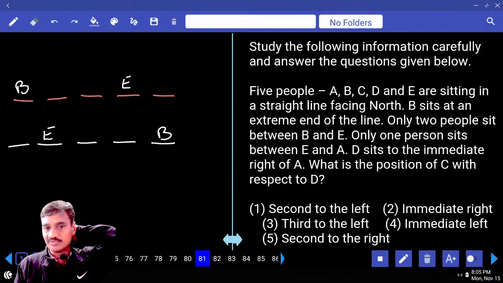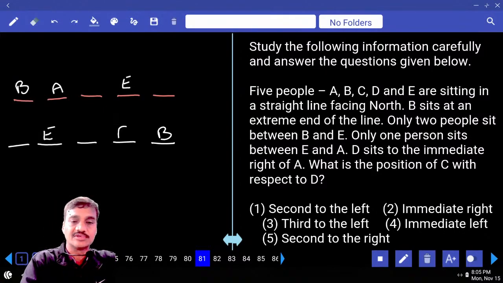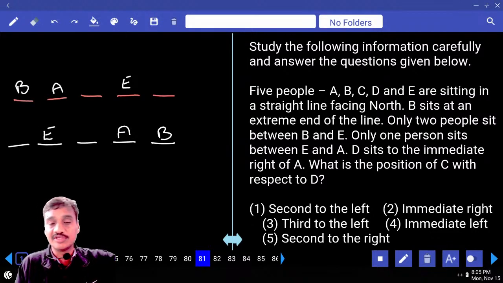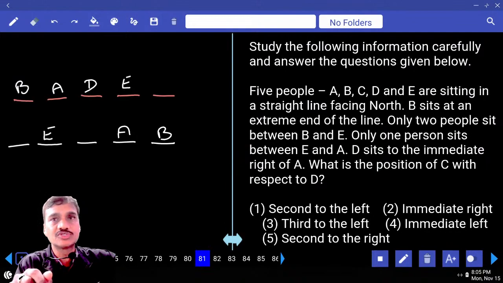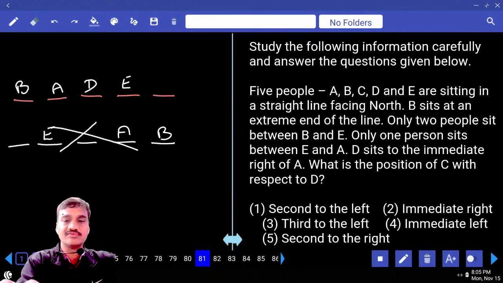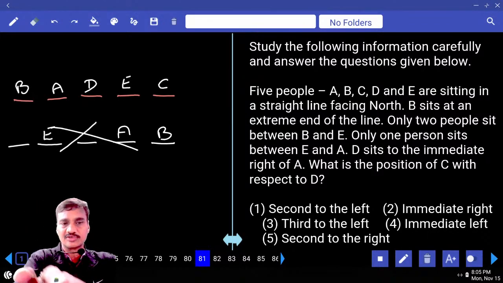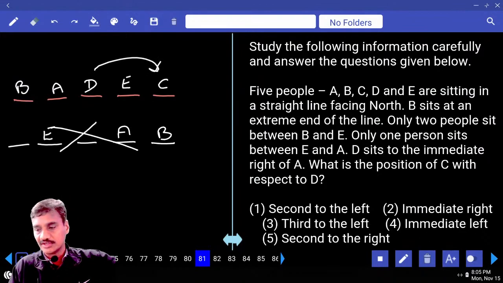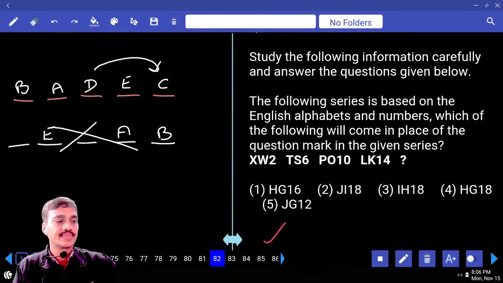And only 1 person between E and A. Between E and A there must be exactly one person. Here also, between E and A there is one person. And D sits to the immediate right of A. D is to the immediate right of A. In the second case, D is to the immediate right of A. Is it possible? Not possible. The second case got invalid. Now we are left with the first case. Then what is the position of C with respect to D? Second to the right. Now second to the right, that is given in choice 5, question number 81. Done with this? 81. What is your choice?